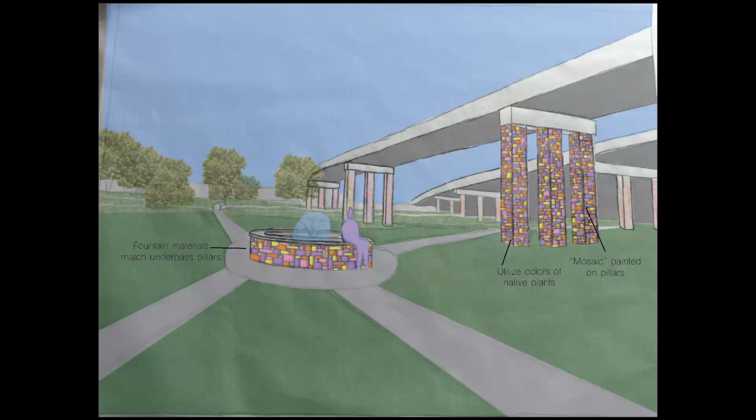And so using the faux brick pattern that's already on these pillars, you could paint them with a mosaic style, using the colors of native plants to really draw attention to them and also to provide connection to those native naturalized buffers along the creek. And then the fountain in the middle would have materials that matched those pillars, using those same colors and stone to make it cohesive and all work together.